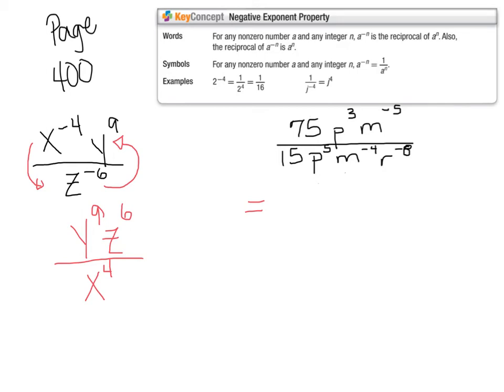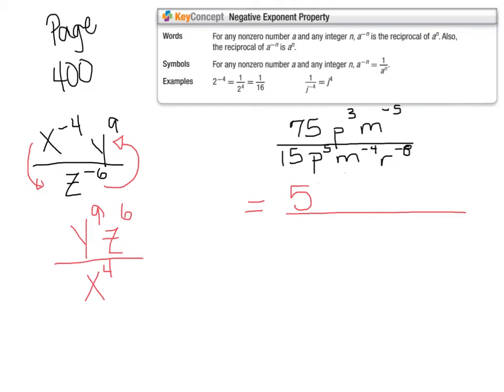15 goes into 75 5 times. Now, since the larger number is in the numerator, my 5 will stay in the numerator. Okay, now, deciding which of these p's needs to cross, because we need to simplify that away. You can do it two ways. How we previously did, where we listed them out, p times p times p, over 5 times p times p times p times p, or you can subtract the exponents.